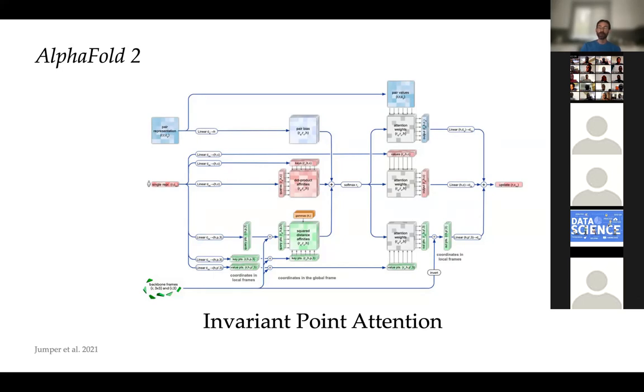So we talked about equivariant message passing. So AlphaFold calls it invariant point attention. So it's a special kind of geometric attention network that is used for predicting the folding structure of proteins. So I would consider it one of the triumphs of these ideas.